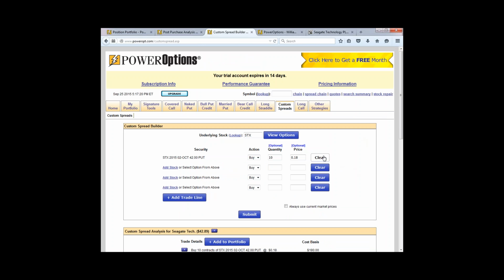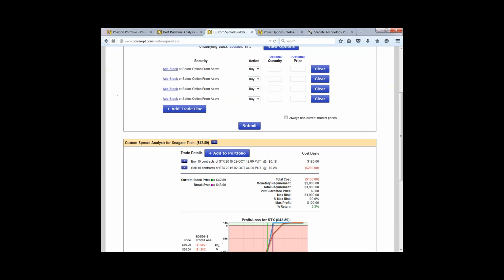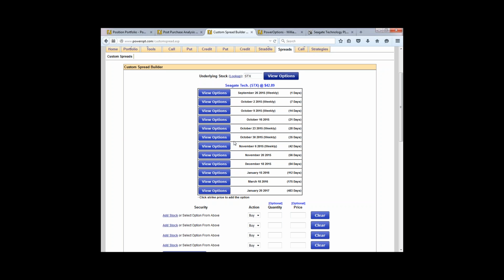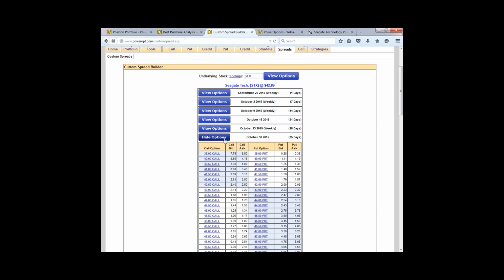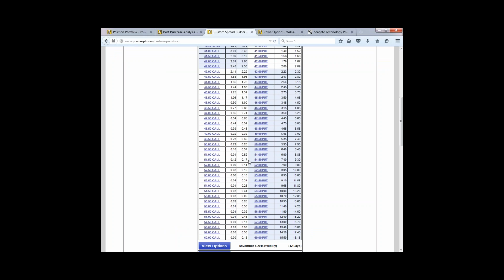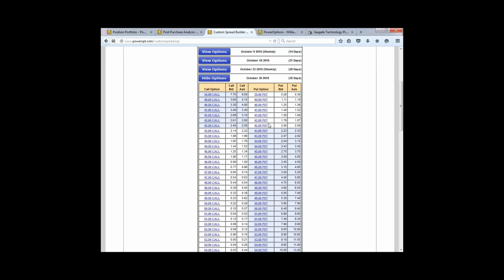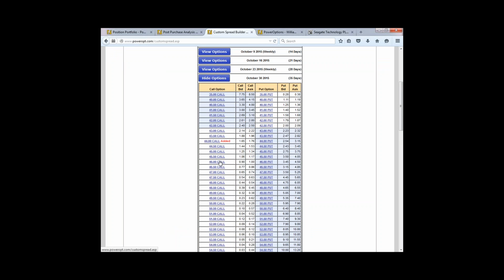So let's clear this out, our original position. And remember, if we liquidated right now, we'd have a loss of 880. So I'm going to go out again, try to go 30 days out to get a decent premium. We're going to go back to October 30th with the stock currently at 42.89. It's a tough one, but let's go ahead and sell the 44 call and buy the 46.